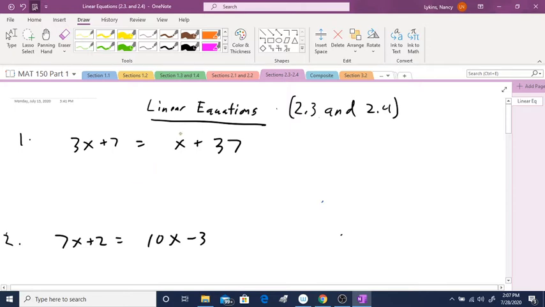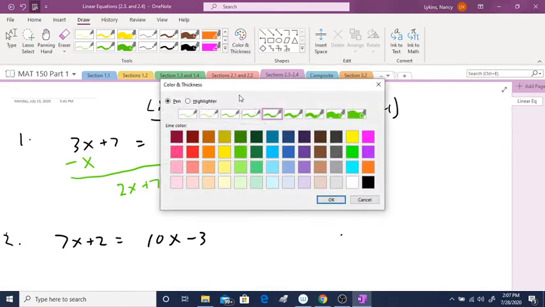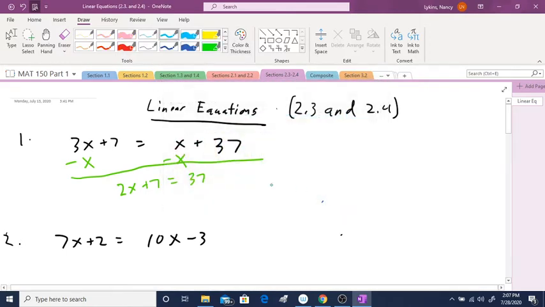So that means I need to move this x on the right side over. Since x is positive, we have to do the opposite. Instead of it being positive, think of it being negative, or you need to subtract it. And if you subtract on one side, you have to do it to the other. So now this is 2x plus 7 equals 37. Okay, now we've put our x on the left side.